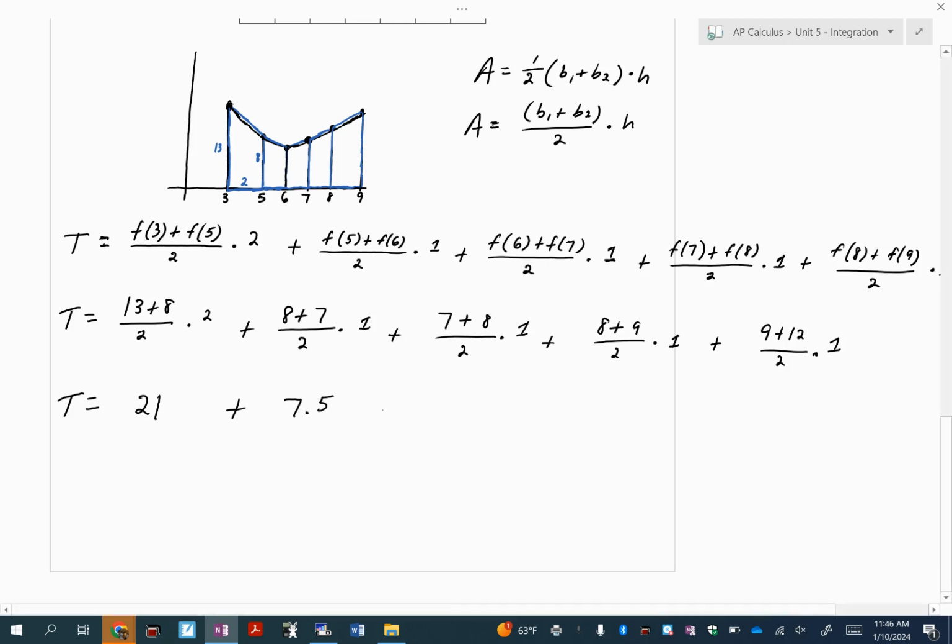7.5 plus, you'll notice this is actually the same thing. The numbers are obviously just reversed, right? But 7 plus 8 is still 15. 15 divided by 2 is 7.5. 8 plus 9 is 17. 17 divided by 2 is 8.5. And the last one is 21 divided by 2, which is 10.5.